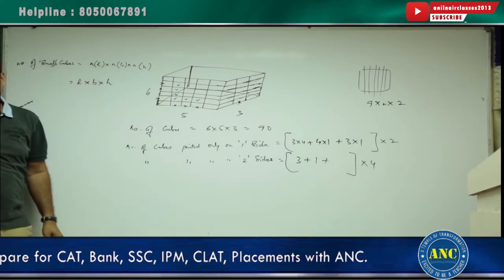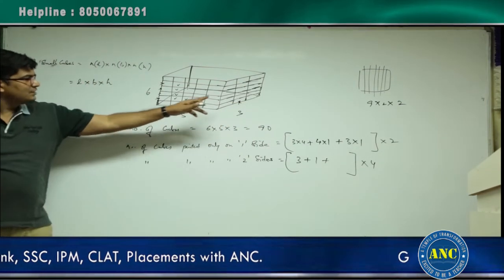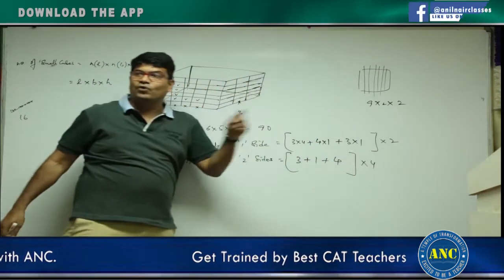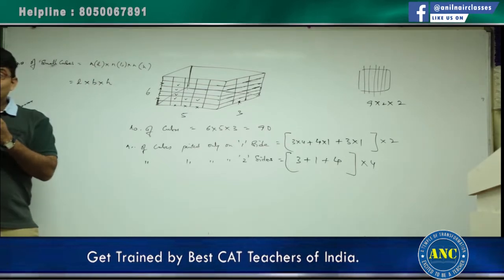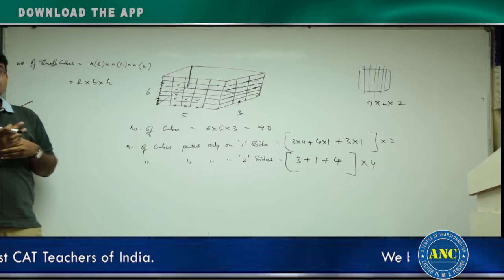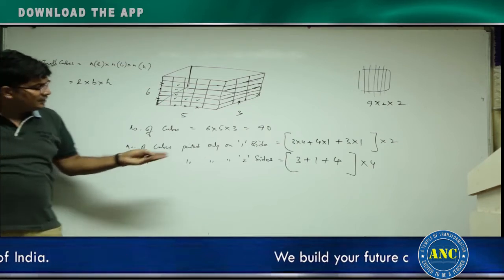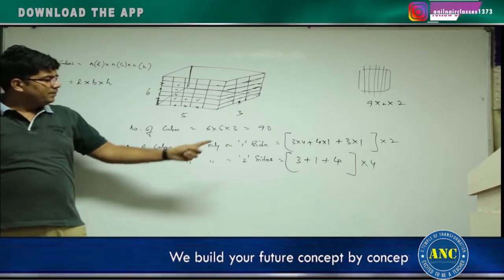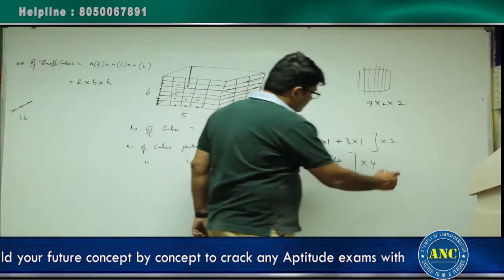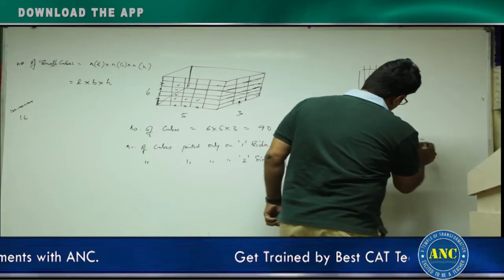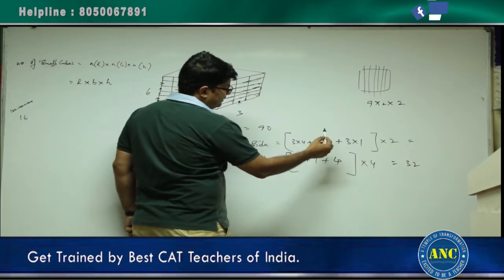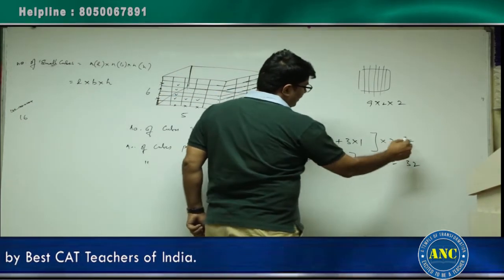Guys, are you with me? So 3 plus 1 plus 4, times 4. Why times 4? Because every length has 4 edges. So basically 3 plus 1 plus 4 times 4. 3 plus 1 is 4. 4 plus 4 is 8. 8 fours are 32.